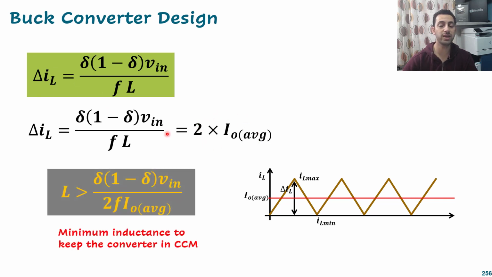And from that equation, we can derive that the minimum L required to maintain our buck converter in continuous conduction mode should be this equation here, which is (1 minus D) times V input, divided by 2 f I output average. So if I want my buck converter in continuous conduction mode at minimum load current, I should put my minimum load current here, and then design my inductance. This is the minimum inductance to keep the converter in continuous conduction mode, and if you reduce it, you will probably go to the discontinuous conduction mode.